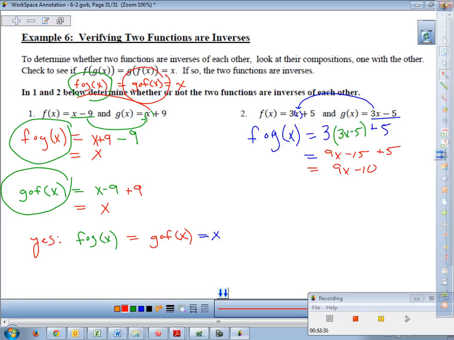Right? That's enough right there to say that we can answer this question. Are these two inverses of each other? How come? What didn't we get? We didn't get x. It doesn't matter if I got a 9x minus 10 on the other guy. They got to equal x either time. So this one is a no. Okay? That's all we'll put. No.